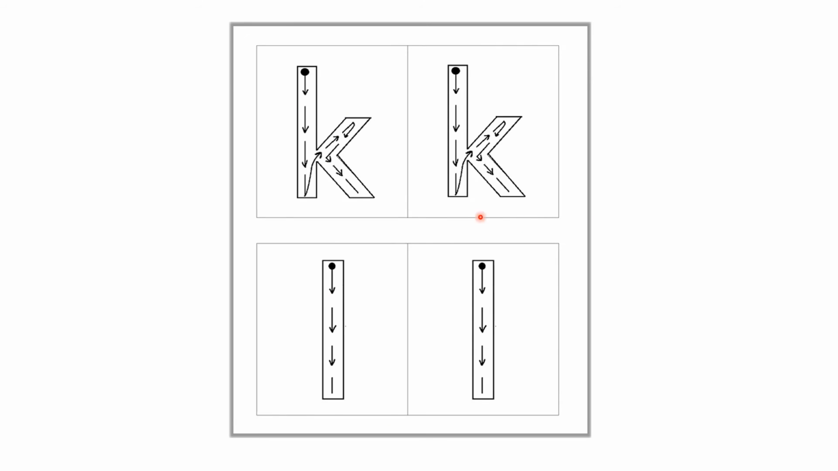Here we are going to learn how to write K and L. K and L. Let me show you. We are going to start with this black dot here and follow this arrow. You are going to watch first. Now you trace on your worksheet on K. We are going to trace one more time. You done tracing on K.